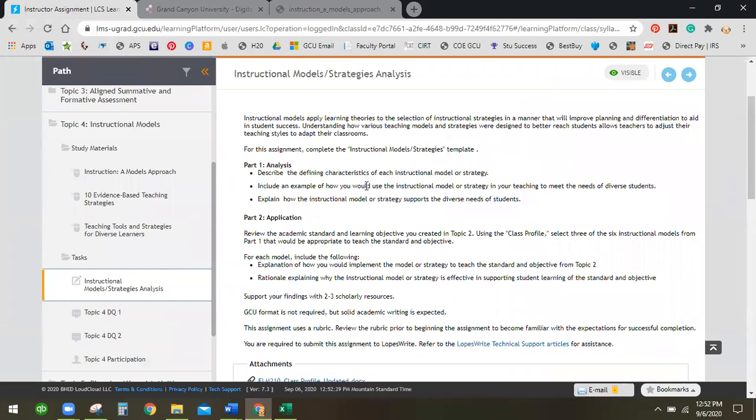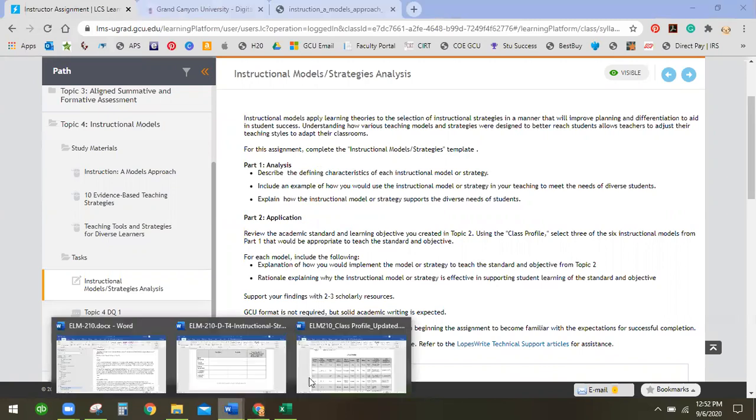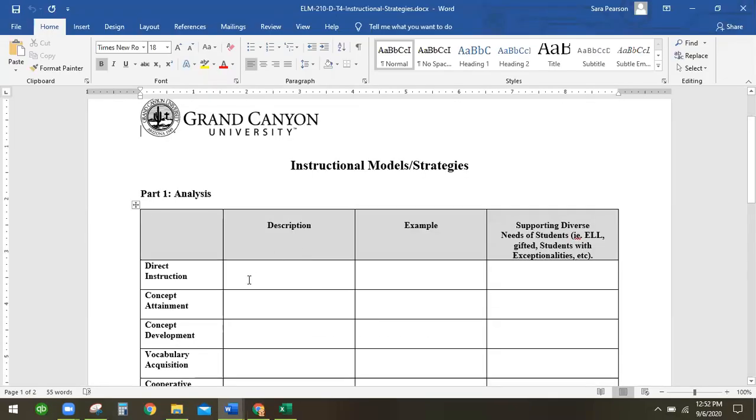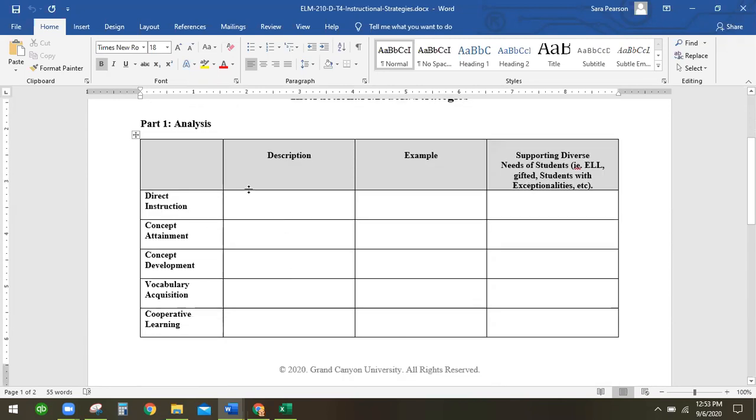So in part 1 of the assignment, you're going to describe the defining characteristics of each of these instructional models or strategies. This should be coming straight out of your textbook, and you'll put it right into the template for this assignment. So you're going to give a description of what each model means here. Support that with references from your book.